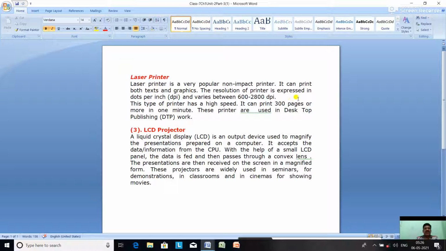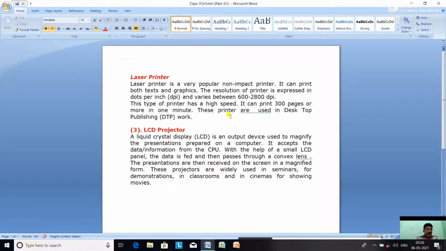The resolution of a printer is expressed in dots per inch. In 1 inch, how many dots can be printed? It varies between 600 to 2800 dots per inch. Imagine in 1 inch, if there are 2800 dots, how fine the quality of the printing will be.